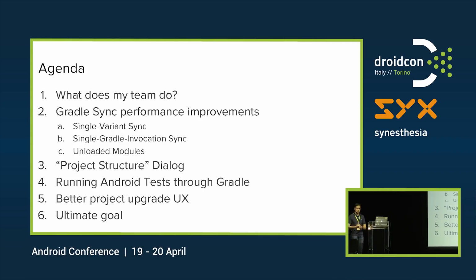We're going to talk also about the project structure dialog, which is a UI where you can visualize the resolved structure of your project as Gradle understands it. This means that you can see, for example, the dependency graph, something that you cannot visualize when you see your build files. We're going to talk about running Android and unit tests through the IDE, and also better project upgrades, a better user experience when you upgrade components in your project. And then we're going to talk about what is my team's ultimate goal.